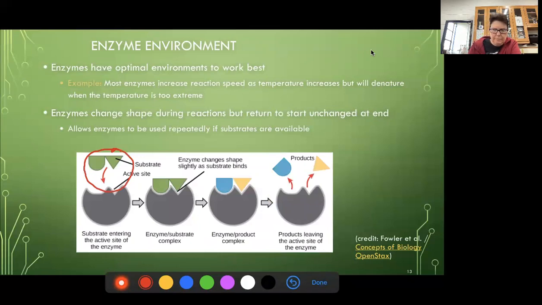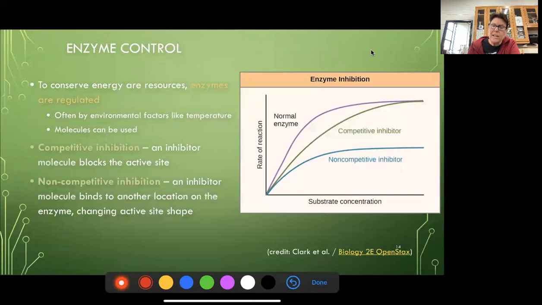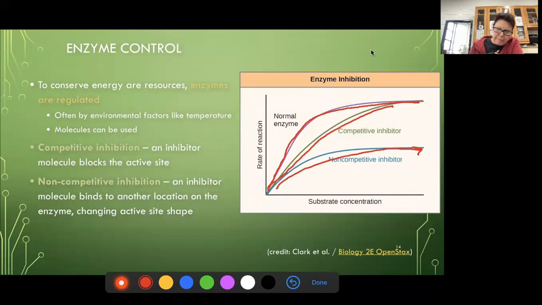Now we can control enzymes in a couple of different ways. The two main ways we're going to talk about are a competitive inhibitor and a non-competitive inhibitor. And I really like pictures much better than words. So here's our normal enzyme activity. Notice that our competitive inhibitor is going to slow it down, and our non-competitive inhibitor slows it down even further here.